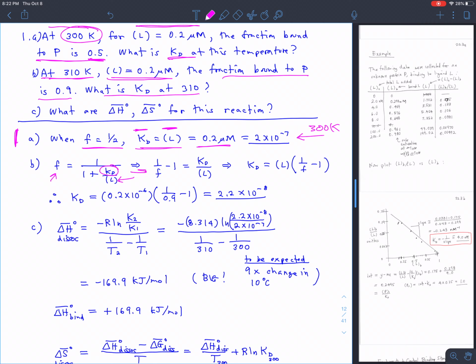So first 1 over that, and then subtract 1, and then multiply through by L, and you get that Kd is equal to L times 1 over the fraction minus 1. Plugging the numbers in, L is 0.2 times 10 to the minus 6, 0.2 micromolar that is. The fraction bound is 0.9, and you get 2.2 times 10 to the minus 8, which you notice is just a little bit more than 10 times smaller than the Kd at 300. So this is the Kd at 310.